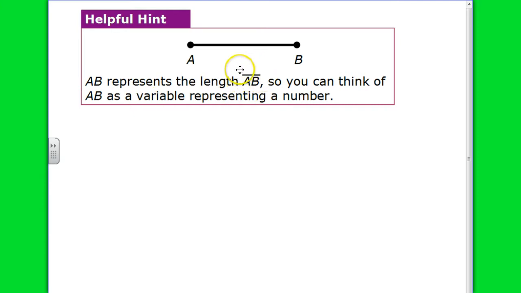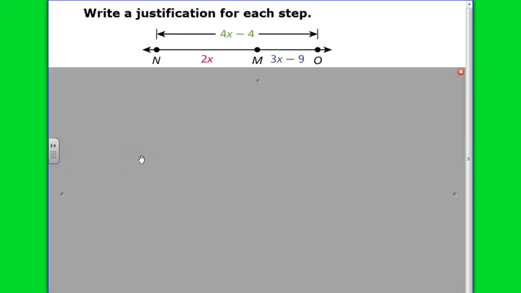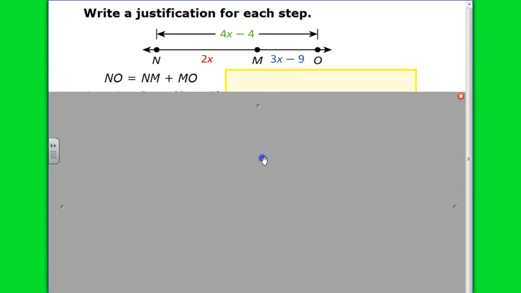Recall from chapter 1 that when you have a length AB, you're going to see a segment over the endpoints AB, and when you want to represent the number, the measurement of that length, we just write AB. AB is like a single variable that represents that length. Notice there's no segment. So it's a number. It represents a number, but it's unique in that both endpoints are named there. Okay, so let's write a justification for each step here. We want to find x.